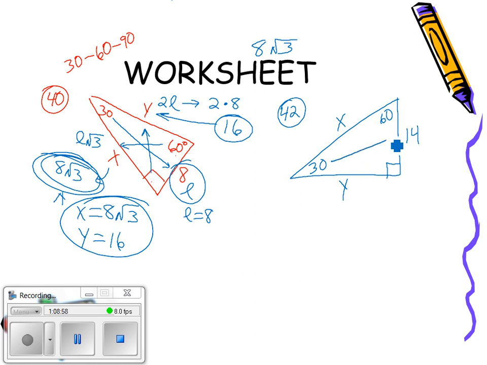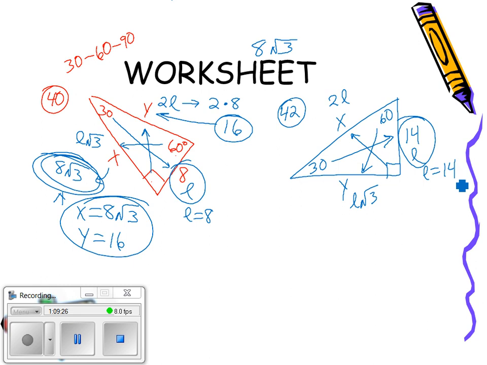Here we go through, we do the same thing. Side across from the 30-degree angle is always going to be labeled L. Side across from the 60-degree angle is L times the square root of 3. Side across from the right angle, 2L. Every single time you have a 30, 60, 90 triangle, they all come out exactly like that. Well, this time again, they made it nice on us because they just told us that this L side was 14. So that means L has to equal 14.